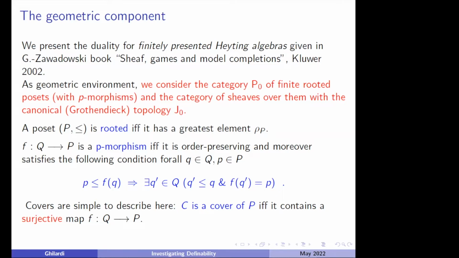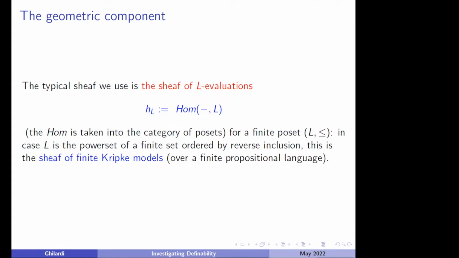And then you can take sheaves over this. The typical sheaf that we are using is the so-called sheaf of evaluation, which takes the hom-set into the category of posets and order-preserving maps. These sheaves correspond to finite Kripke models over a finite propositional language, in case the finite poset is a power set ordered with the reversal.